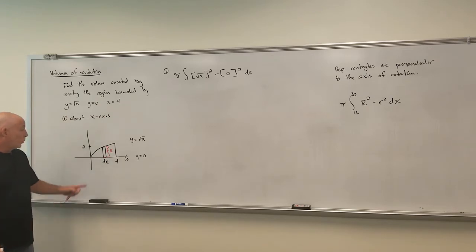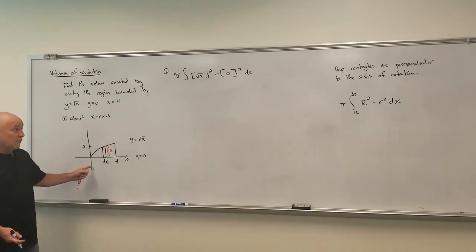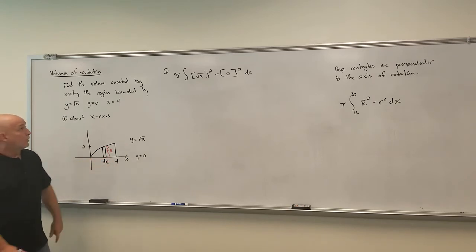All right, for this region, what does x run from? Because our dx told us that. X is going to go from 0 to 4.